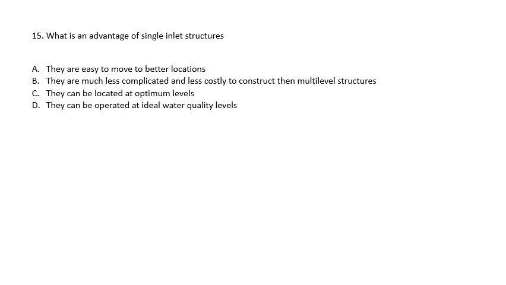What is an advantage of single inlet structures? They are easy to move to better locations. They are much less complicated and less costly to construct than multi-level structures. They can be located at optimum levels. They can be operated at ideal water quality levels. The answer is that they are much less complicated and less costly to construct than multi-level structures.